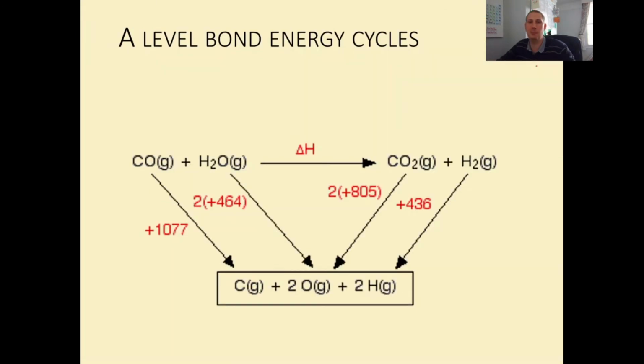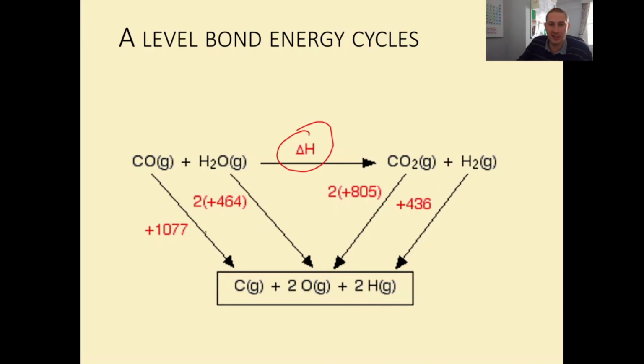So here's an example of an A-level bond energy cycle. Carbon monoxide and water, carbon dioxide and hydrogen. We want to know that value there, delta H. What is the enthalpy change of this reaction? Well, we can imagine, as you would do at GCSE, pulling everything apart into atoms. We've just got to do it more formally. You would pull it apart into a carbon atom, 2 oxygen atoms, 2 hydrogen atoms.